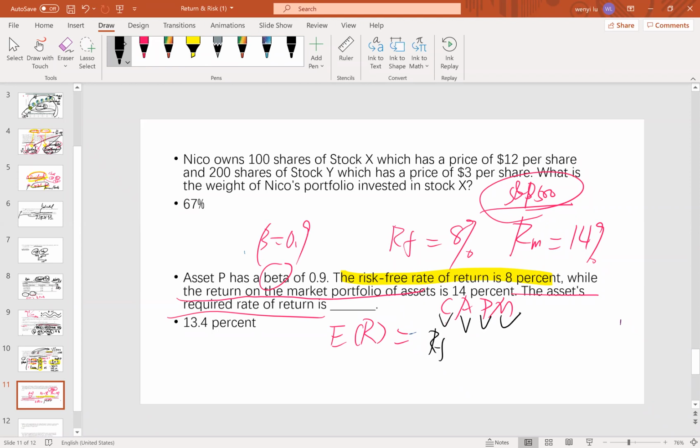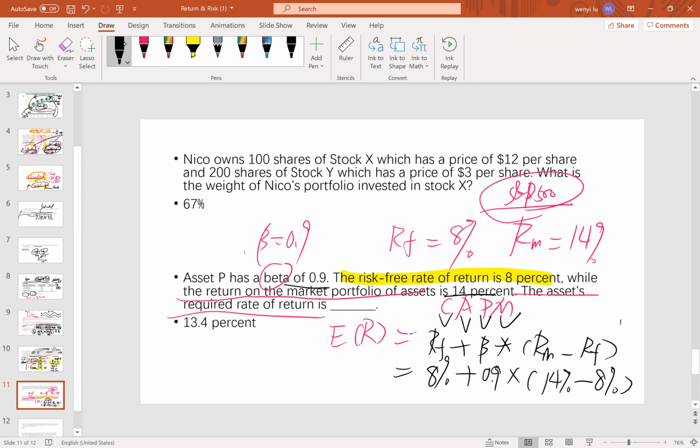That means the risk-free rate plus the beta times RM minus RF. The risk-free rate is 8%, beta is 0.9, and the return of the whole market portfolio is 14%. So 14 minus 8% is 6%, the market risk premium. Let's finish the calculation: 8% plus 0.9 times 6%. 6 times 9 is 54, so 5.4%.